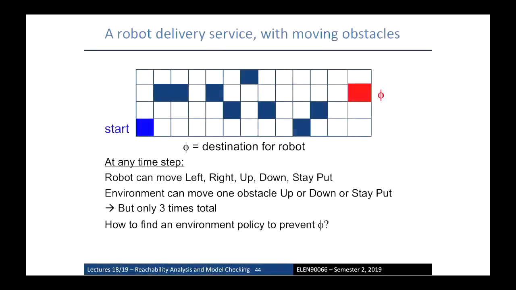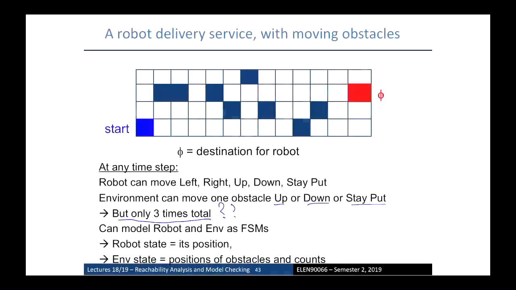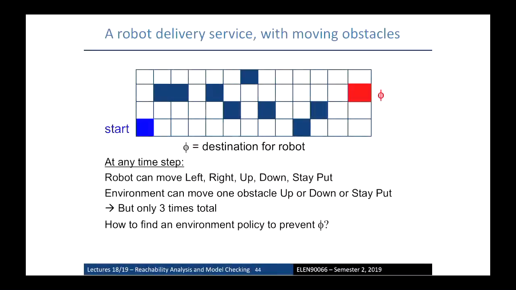So how do you find an environment policy to prevent phi from happening, so eventually reaching that square? Well, you need to construct that counterexample, in order to prove that you can't make it there. So you have to find a state that can do that. So you've got to construct a counterexample to, we want to prevent it. So we want a counterexample to eventually get there. So we need to find a counterexample of eventually getting there.